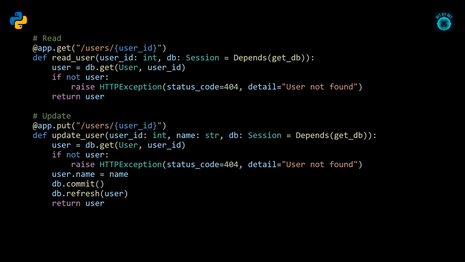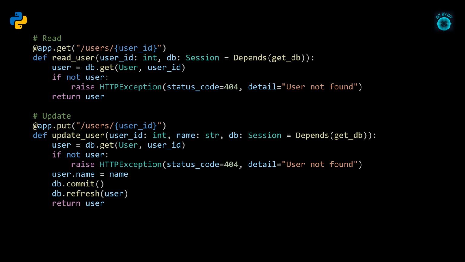Next is read. The endpoint /users/{user_id} fetches a user by ID using db.get. If the user does not exist, we raise an HTTP 404 error. Otherwise, we return the user object as JSON.